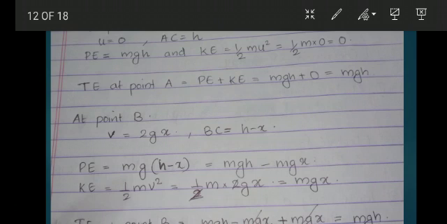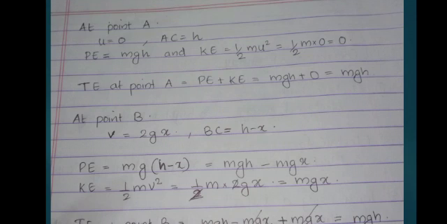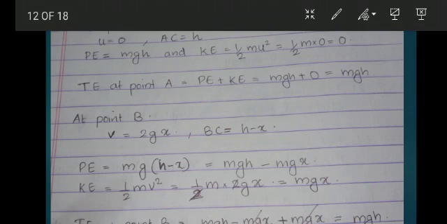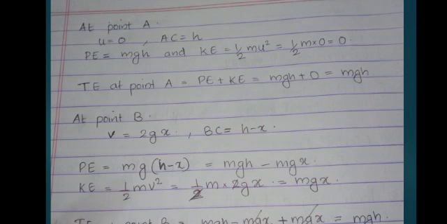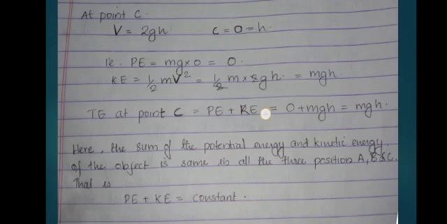So the total energy of the stone at B is equal to how much? What we have to do is add this and this. So mgh minus mgx plus mgx. The mgx and mgx will cancel and we will get mgh. So the total energy at point B is also mgh. At A it is mgh and at B also it is mgh.